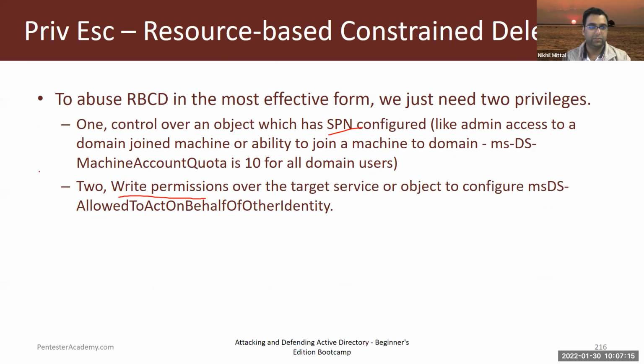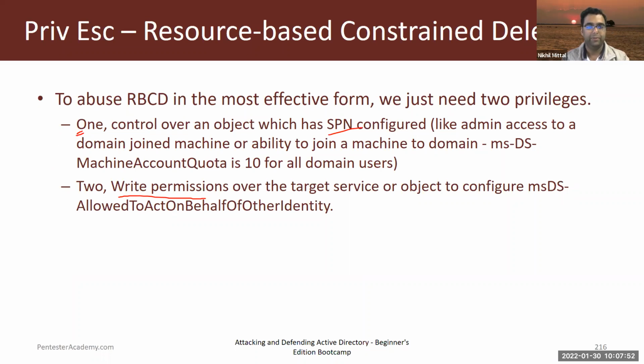Now, this prerequisite is not a tough one to get. Why? Because by default, any domain user can join up to 10 machines to the domain. That is, any domain user can create up to 10 domain objects, 10 computer objects. Computer objects already have SPN, or if you have compromised a domain joined machine, then you can use the computer object of that as well. With these two prerequisites, we can go ahead and configure RBCD on a target machine.